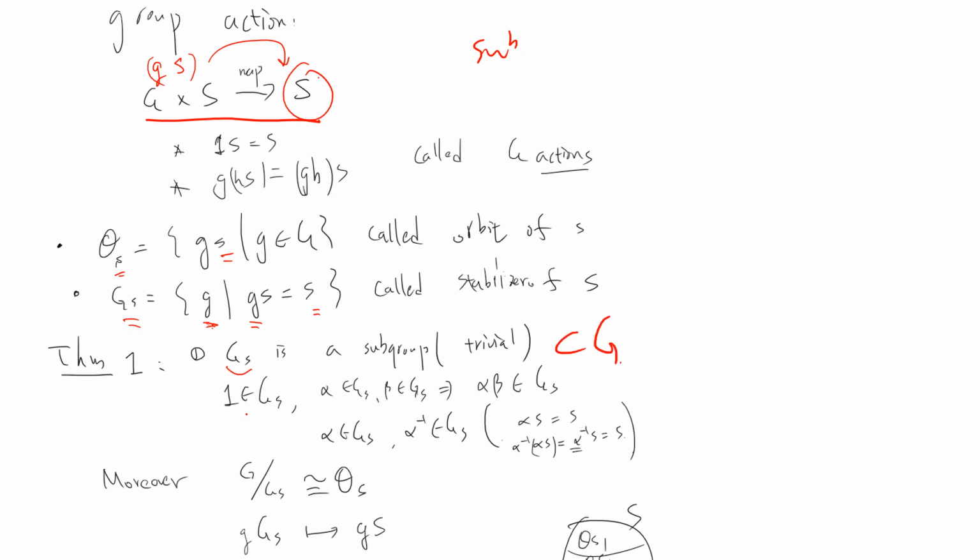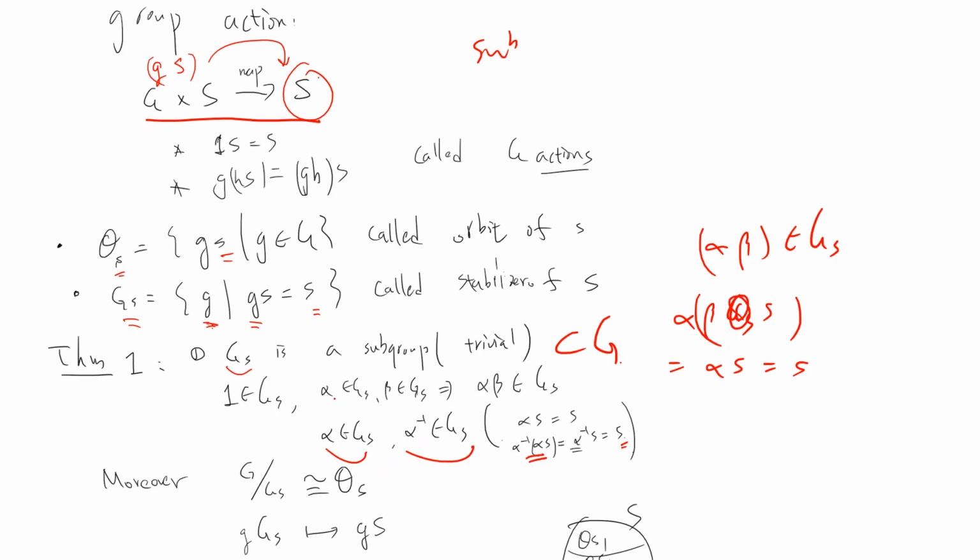Okay, so this is trivial because the identity fixes s, so it belongs to G_s by our assumption. Also, when alpha and beta belong to G_s, it's very easy to see alpha beta belongs to G_s, because alpha beta s means alpha(beta s), right, which is s. So alpha beta belongs to G_s. Also, if alpha belongs to G_s, then alpha inverse belongs to G_s because alpha s equals s, right? So alpha inverse alpha s can be written as alpha inverse s, but this is the identity acting on s from these rules, so it must be s.